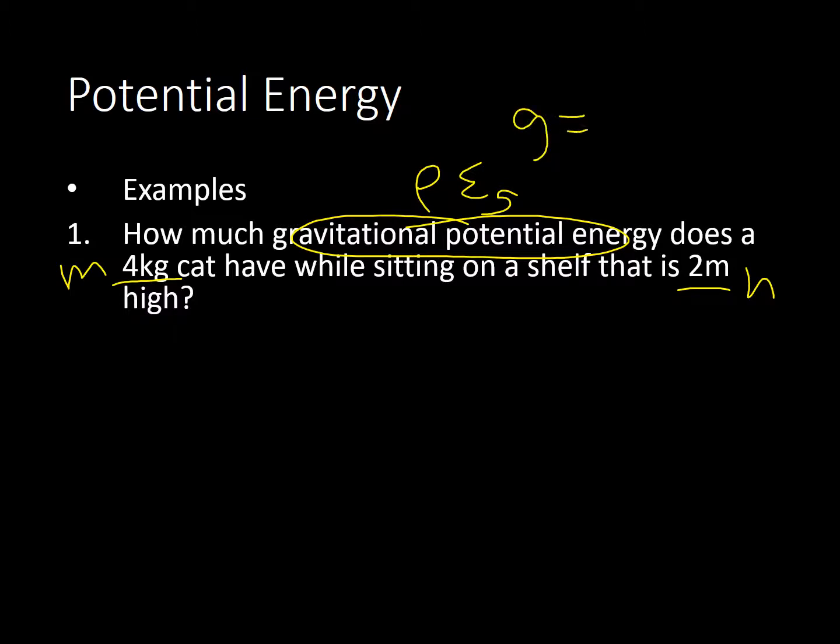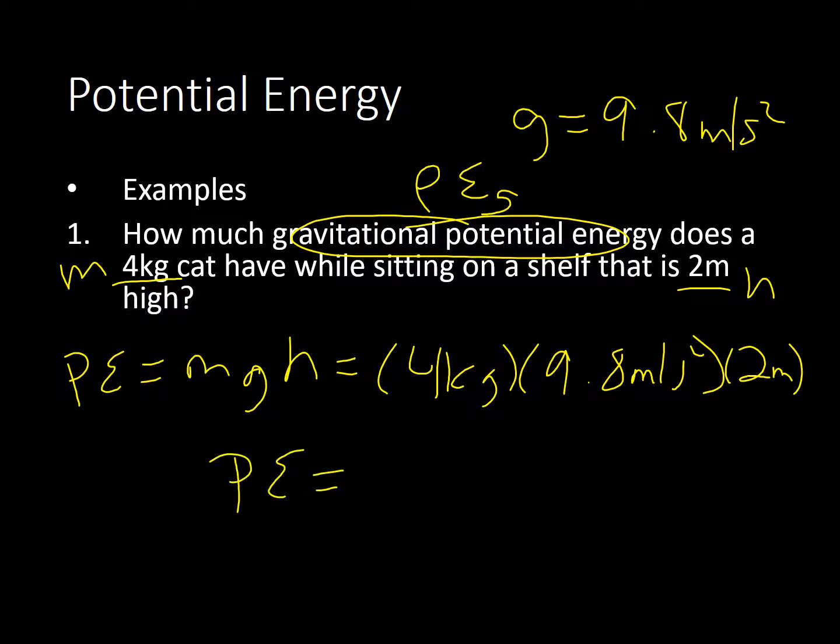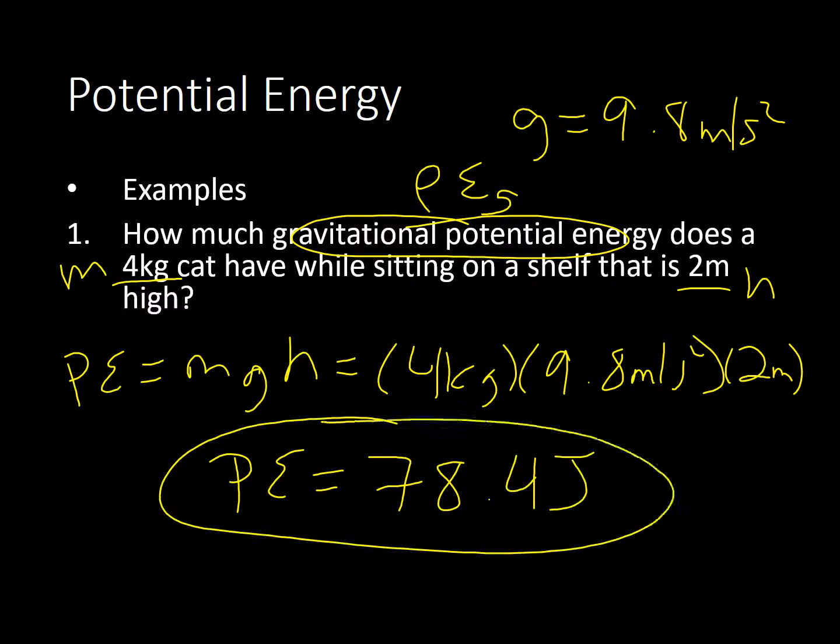So we can assume that g is going to be the acceleration due to gravity on Earth of 9.8 meters per second squared. So step 2, we write our formula, PE equals mgh. That is equal to 4 kilograms times 9.8 meters per second squared times 2 meters. And so that gives us a total gravitational potential energy, or PE, of 78.4 joules. 78.4 joules of gravitational potential energy for this cat.